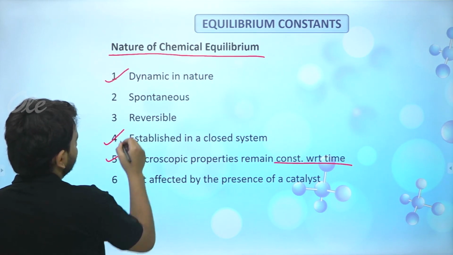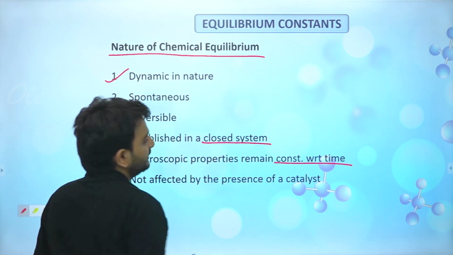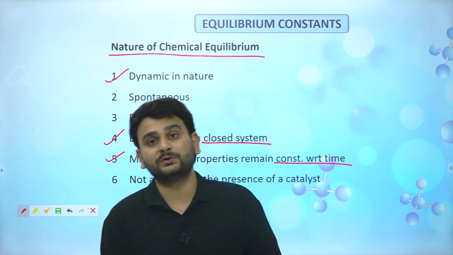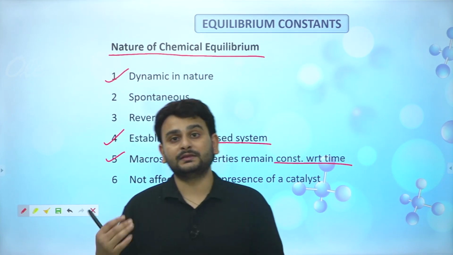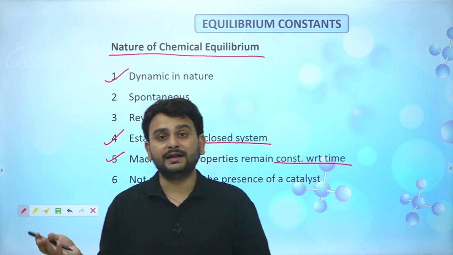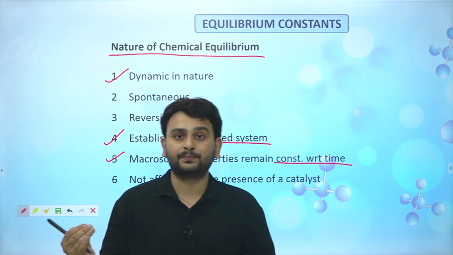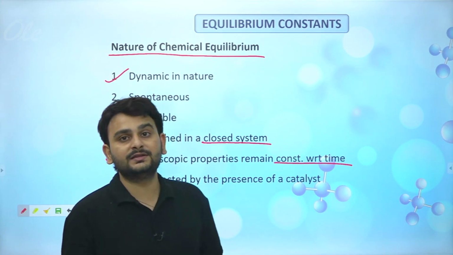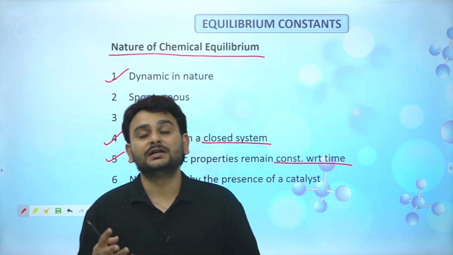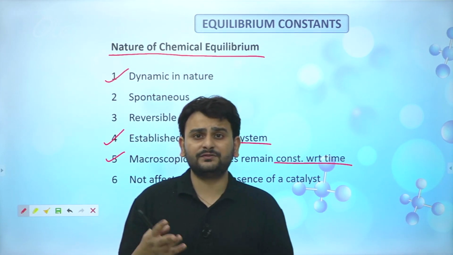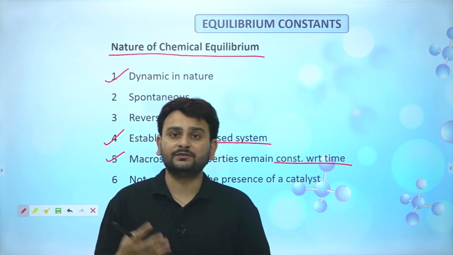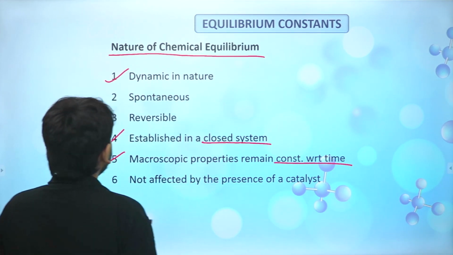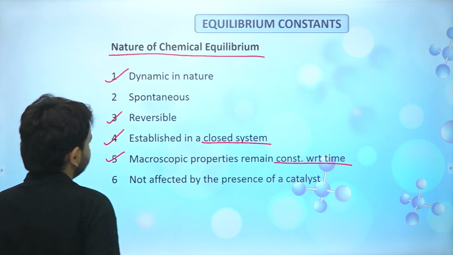We also talked about this, that it's established in a closed system. If it was an open system, for example, if a gas was released as a product, the gas would leave the system entirely. So that wouldn't let the backward reaction happen, the products forming the reactants back again. I hope you understand that. Or if there is a liquid in the system, it might evaporate if it's not a closed system. So there are various issues that you'll find if the vessel or system that you're using is not closed.